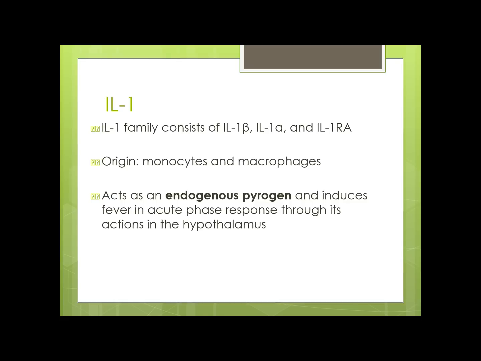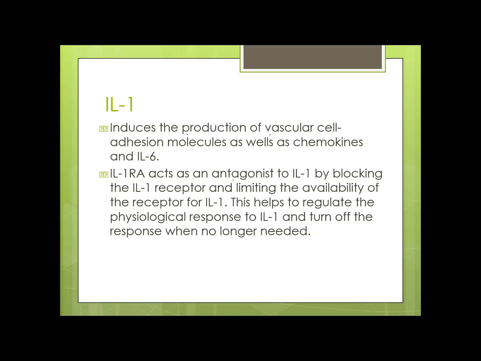Now let's go to your second one, interleukin 1. Now interleukin 1 class would consist of interleukin 1 beta, interleukin 1A, and interleukin 1RA. So tatlo sila class under interleukin 1. The cytokine producing cell here, or the one that secretes it, is your monocyte and macrophage. So this would act as an endogenous pyrogen class, please remember, and induces fever in acute phase response through its action in the hypothalamus. Now, interleukin 1 would also induce the production of vascular cell adhesion molecule as well as chemokines and interleukin 6 class. Please remember this, it produces interleukin 6.